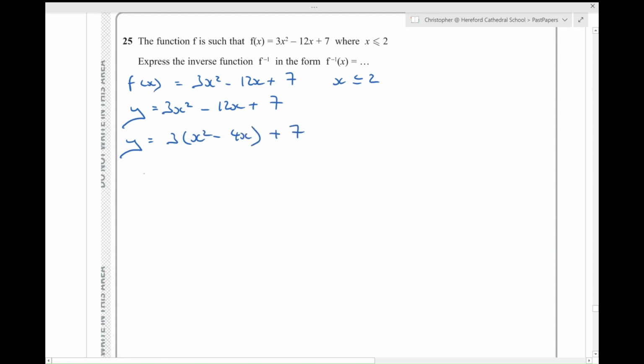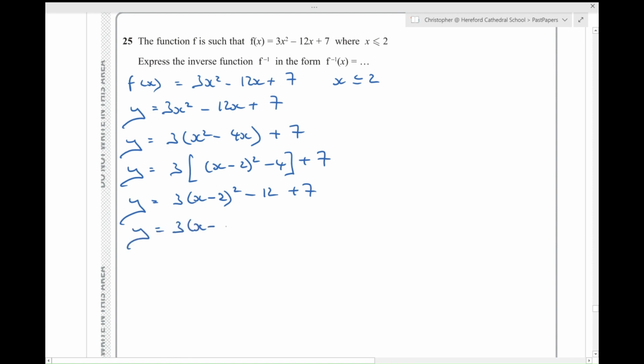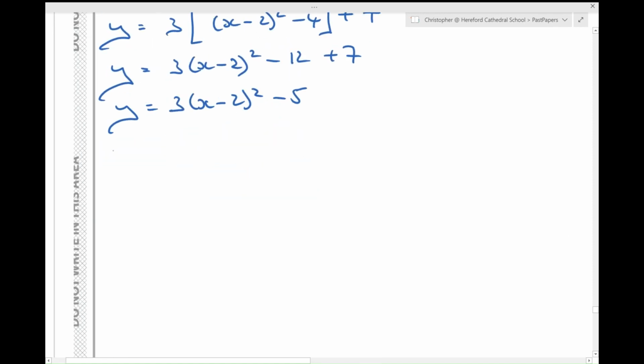Okay, and now it's simply a question of completing the square here. So that's going to be x minus 2 squared, give me an extra 4, so I'll take that away, plus 7. Gives me y equals, now take that minus 4 out of the bracket, remembering of course to multiply it by 3. So now y equals 3 lots of x minus 2 squared minus 5. You have to be quite practiced at completing the square. Add 5 to both sides, y plus 5 equals 3 lots of x minus 2 squared. So divide both sides by 3, x minus 2 squared equals y plus 5 over 3, square root both sides.